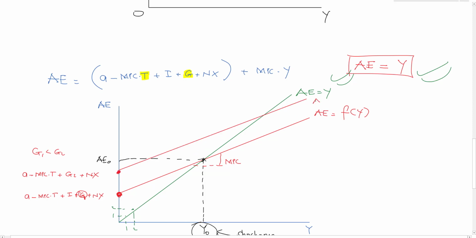All right, so this is now our second function. Let's call this AE2, which is a function of Y. Okay. All right, so as you can see, ladies and gentlemen, our new point of intersection is here.